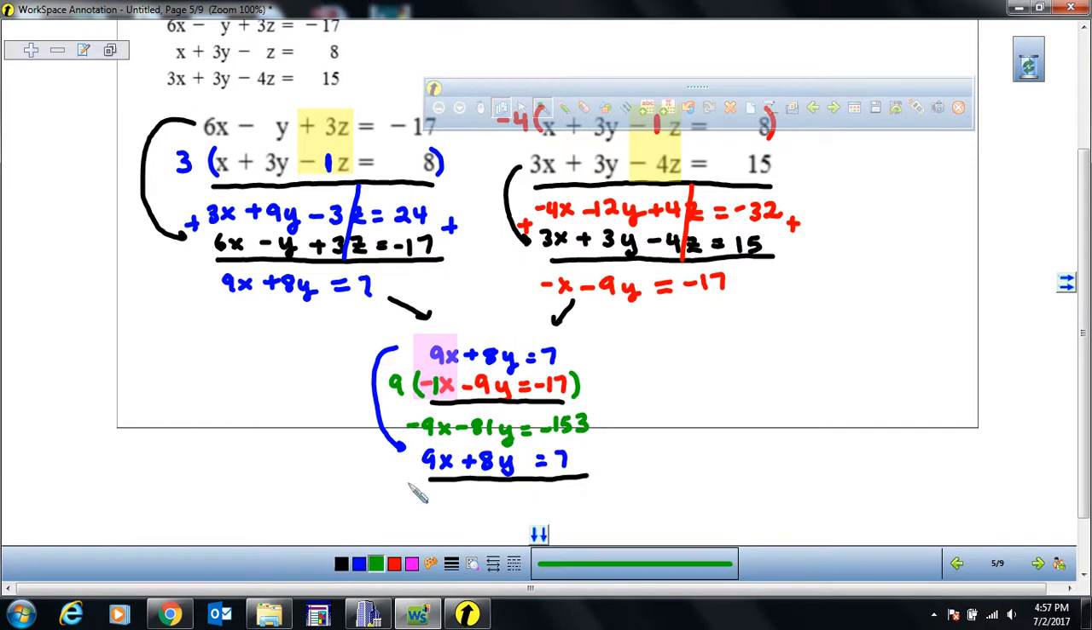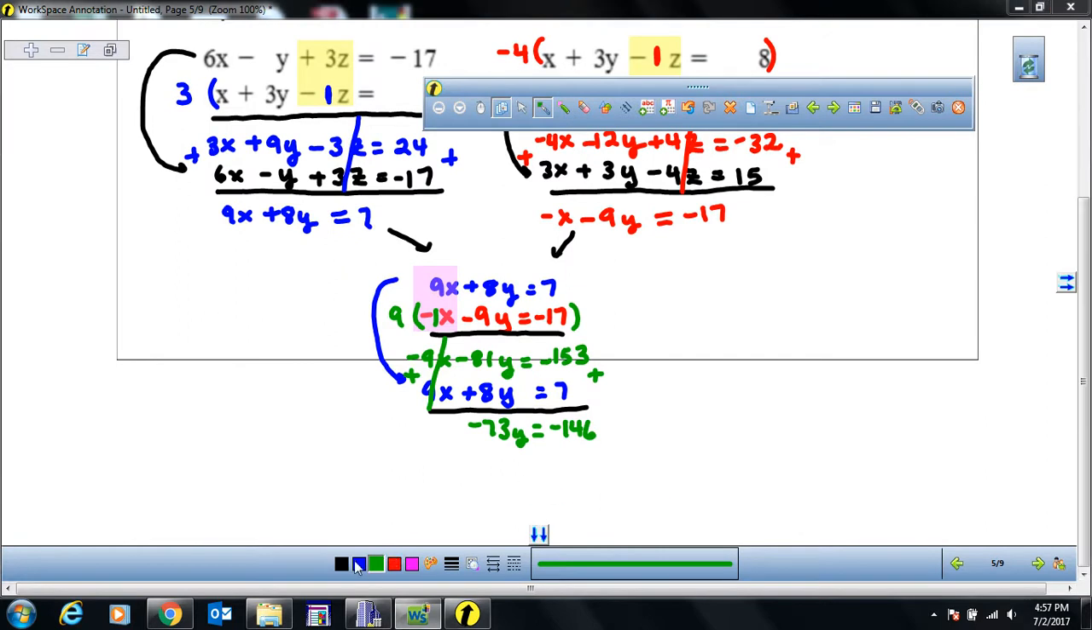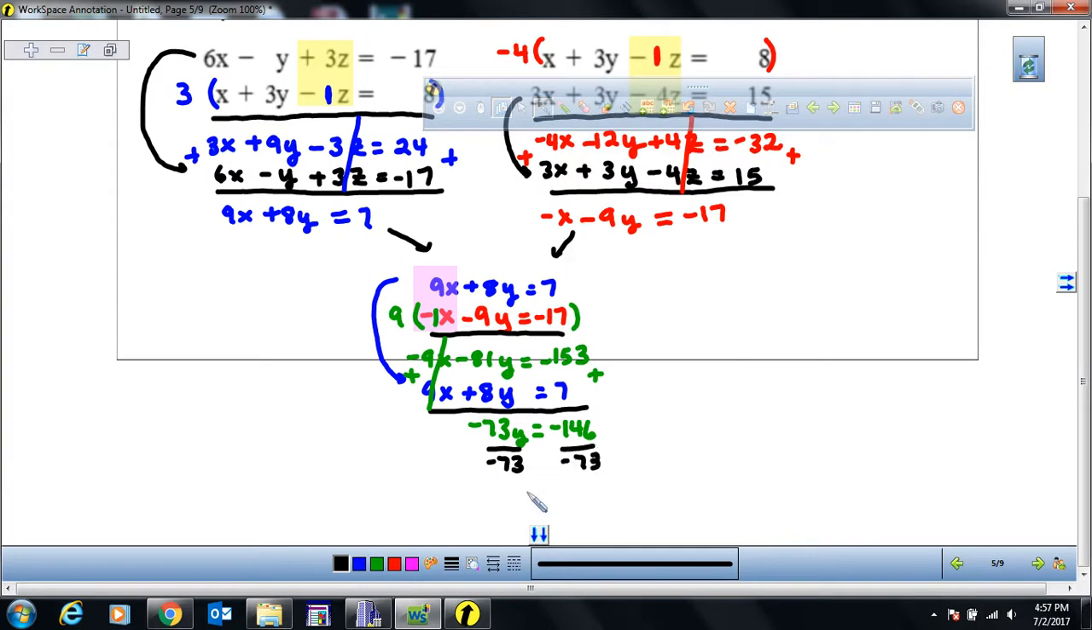So when we add them right here, what are we going to get? Negative 9x plus 9x, it cancels out. Negative 81 plus 8 is negative 73y equals negative 153 plus 7, which is negative 146. And you see that that gives us basically the y. So all I got to do to leave the y by itself is divide both sides by negative 73. So that gives me y is equal to 2.